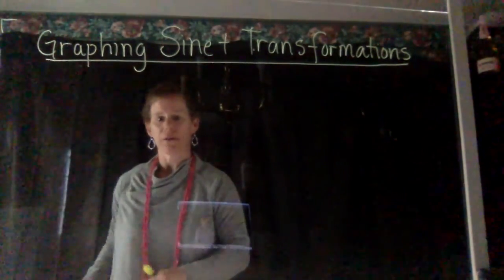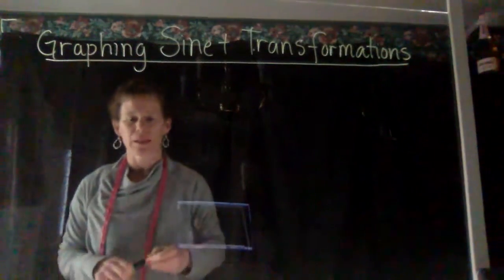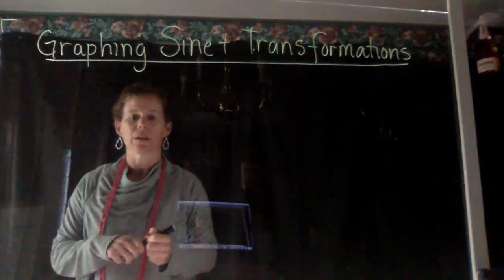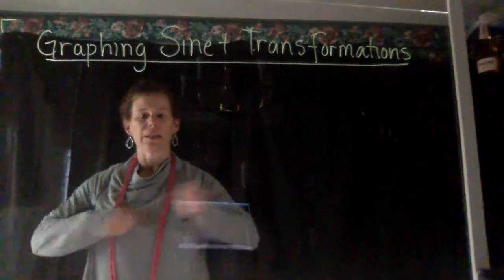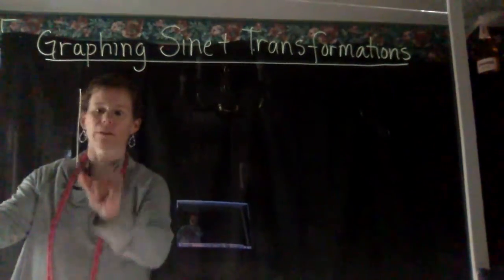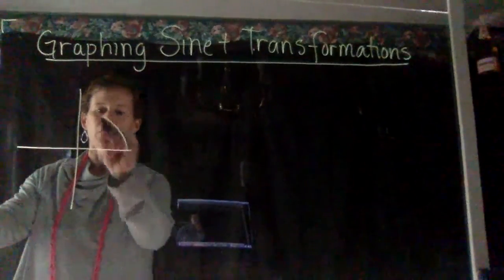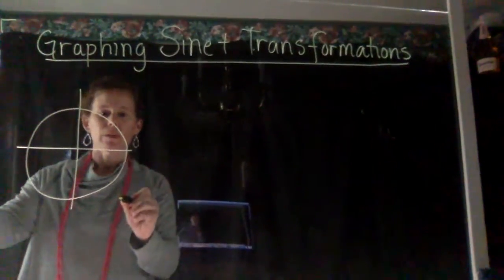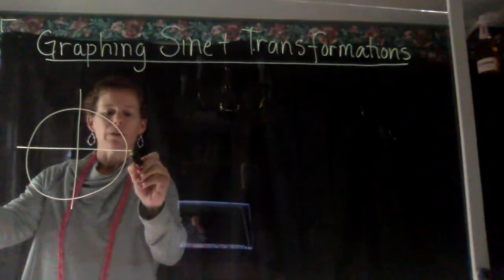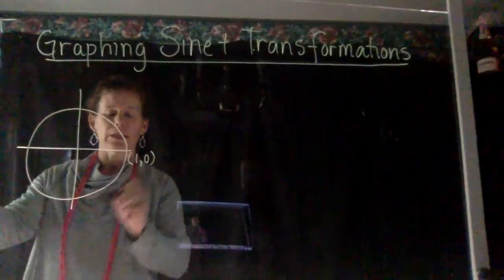Today we are going to be graphing sine as well as doing some transformations. So when we graph sine, I like to start with the unit circle. It's called the unit circle because our radius is 1.